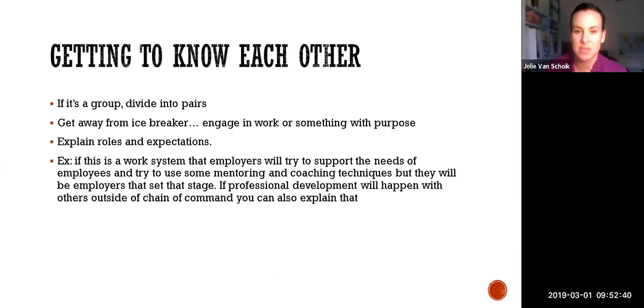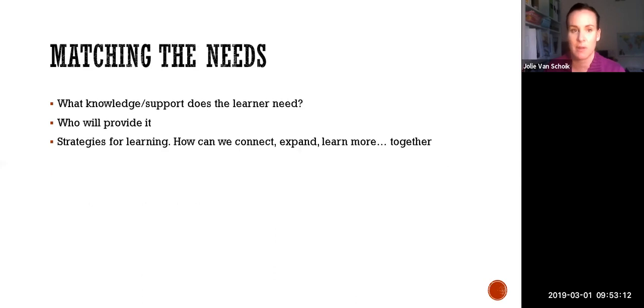So for work systems, employees are going to try to support the needs of other employees, and they're going to try to use some mentoring and coaching techniques, but it's going to be the employer that sets the stage. So they're going to be the ones that structure these types of things if it's part of your employee-employer relationship. And so you're going to have to explain the roles and expectations as well. And if it's professional development that's going to happen outside of the chain of command, also explain that. Like we're getting a team of mentors, or we're linking you within a resource of coaching, something like that.